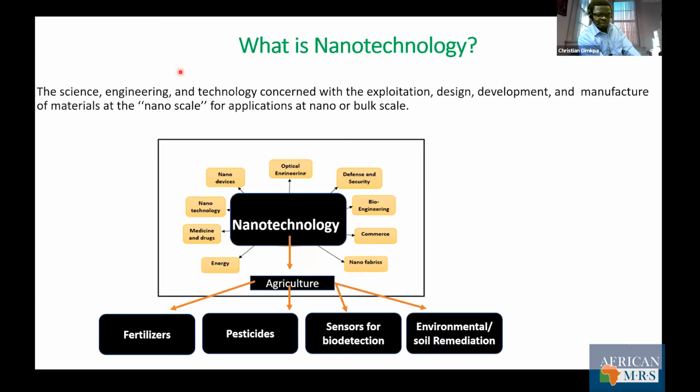And of course, for today, we're focusing on agriculture and the role of nanotechnology with special emphasis on fertilizers. Among the agricultural applications, you could have fertilizers, you could have pesticides, you could have sensors for biodetection, and you could have applications in environmental and soil remediation. So for today, I'll be focusing more on the fertilizers.